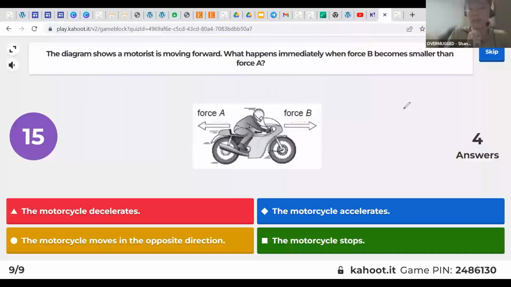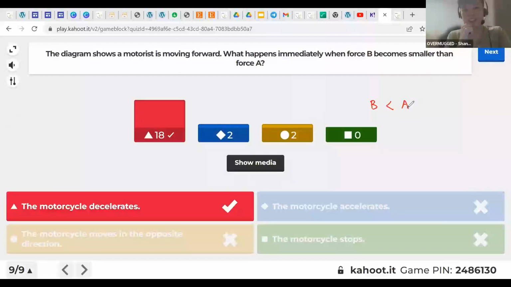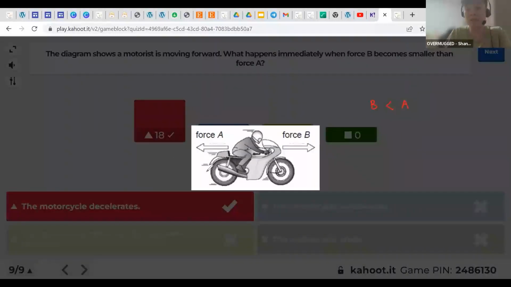B smaller than A. Okay. Yep, most of you got it. Good. B smaller than A. My resistive force is greater. I'm already moving, right? Hence, I will decelerate. Yeah. Okay. Let's leave it at that.